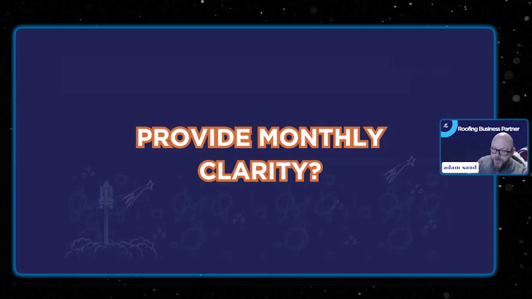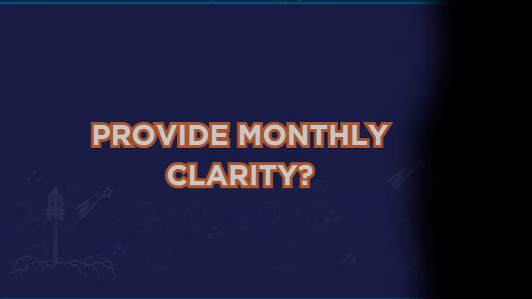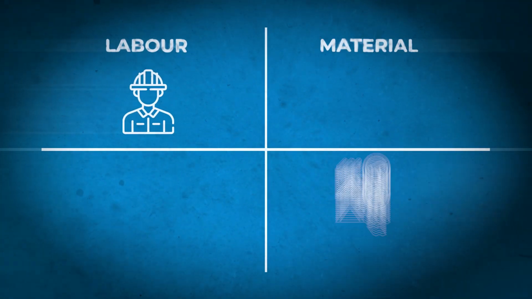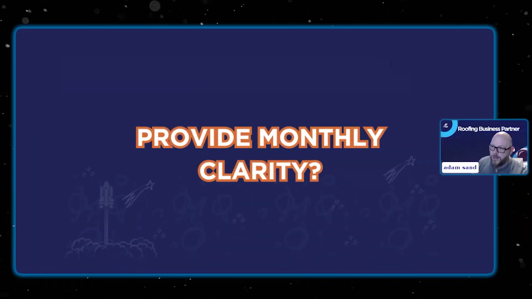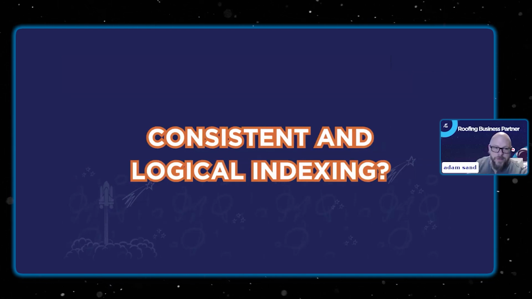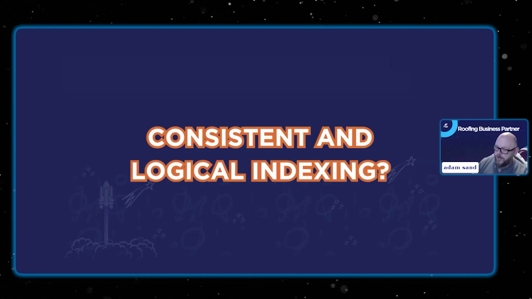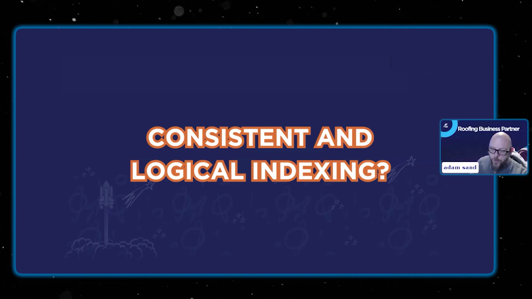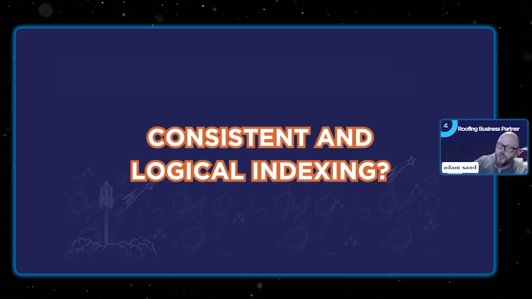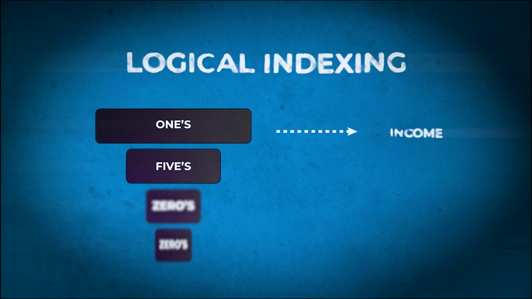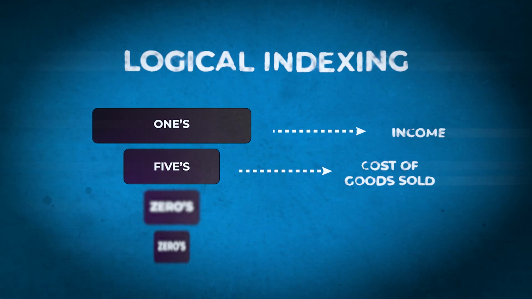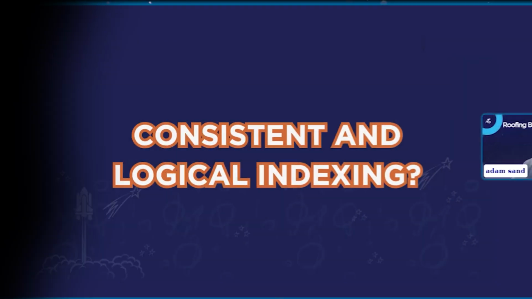In roofing, we're very fortunate in that we have very clear controls. You've got subcontracted labor, material, marketing, cost of sales, and boom, there's 75% of your money right there. And then you're really fighting over the remaining little bit. Then there should be some kind of consistent and logical indexing. For example, all your income accounts have a number like 10010, 10020, using five-digit numbers. So you can start to go, okay, ones are income, fives are cost of goods sold.